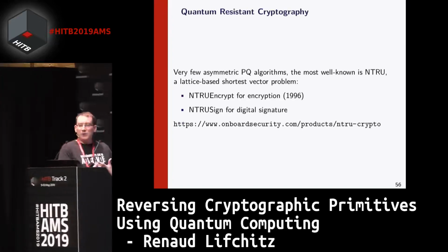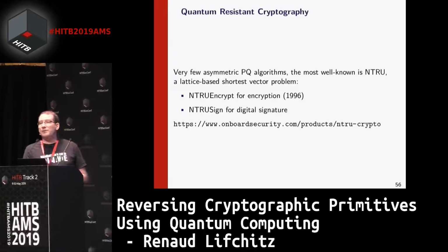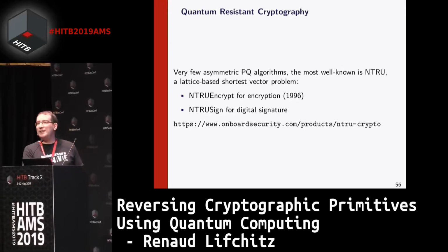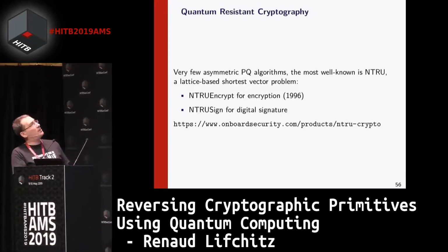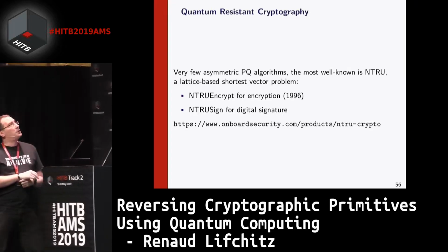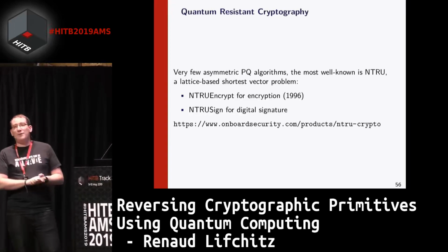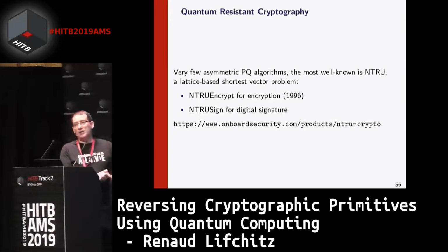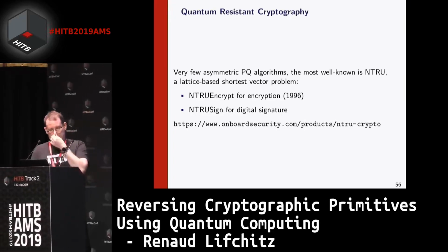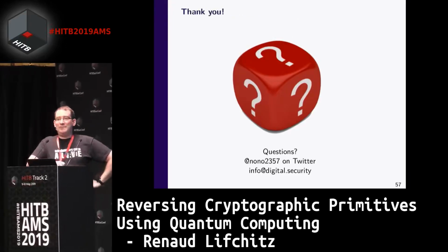There are very few post-quantum cryptography algorithms. The most well-known for the moment is NTRU. It's a lattice-based cryptography algorithm. You can use, for example, NTRU Encrypt if you want asymmetric encryption, and NTRU Sign for digital signatures. So thank you for your attention.